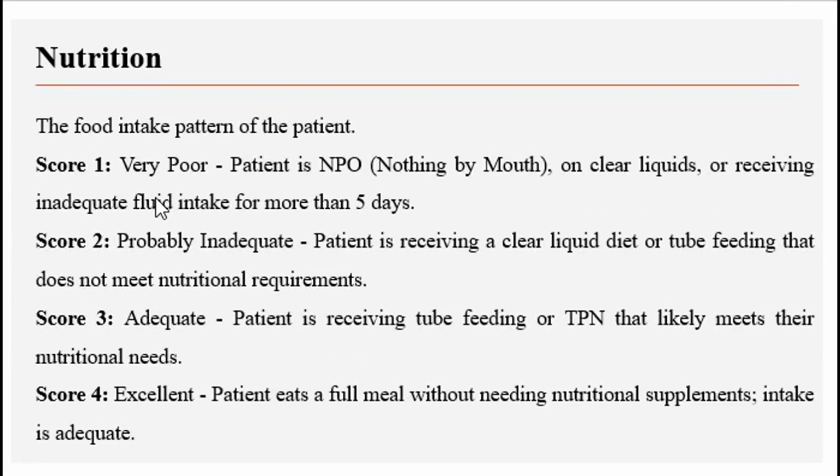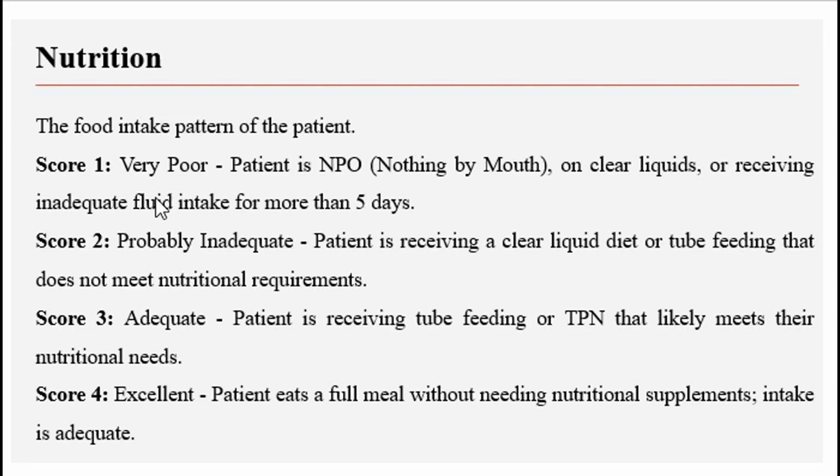This component is nutrition. It is the food intake pattern of the patient. Here also we give score 1 to 4. Score 1 is for very poor intake. The patient may be on NPO, nothing by mouth, or on clear liquids only, occasionally taking only clear liquids and nothing else, or receiving inadequate fluid intake for more than 5 days. In these conditions, we will give score 1.